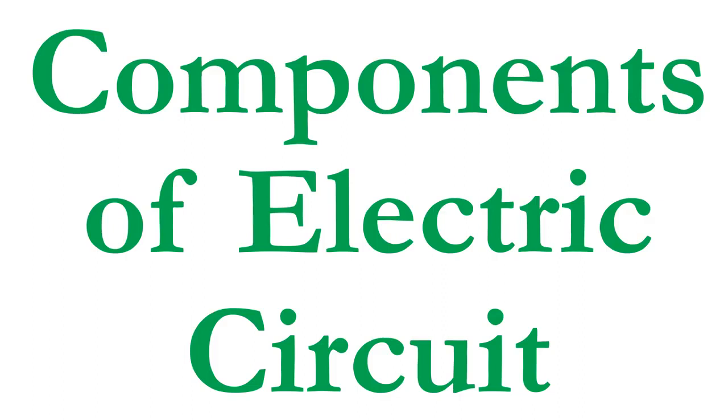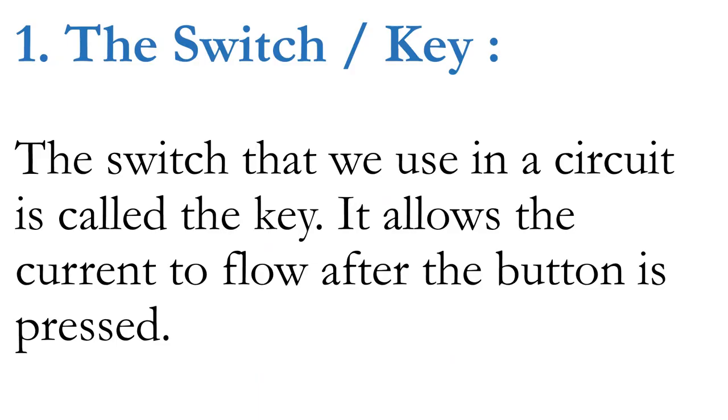Let us now learn about some components of electric circuit. First component, the switch or key. The switch that we use in a circuit is called the key. It allows the current to flow after the button is pressed. In general, whenever we need to turn on any of the appliances, we press the switch. It then allows the current to flow and the appliance starts working.